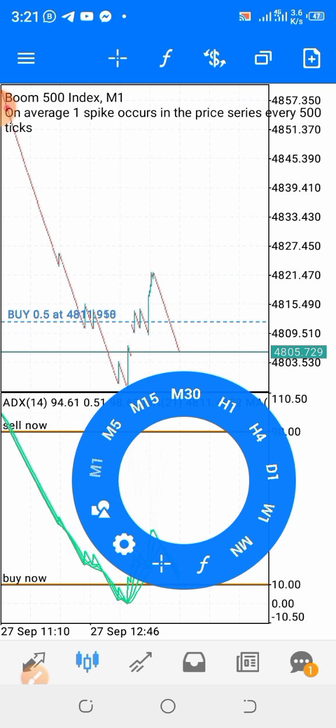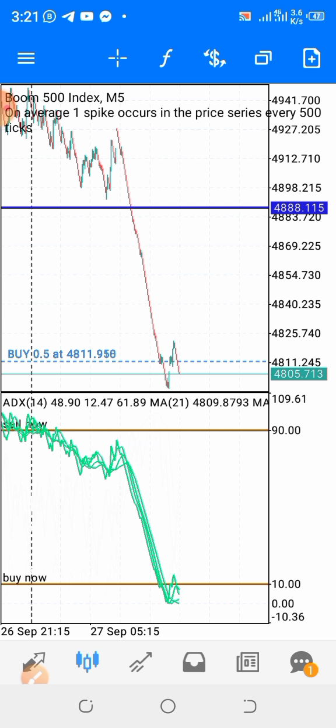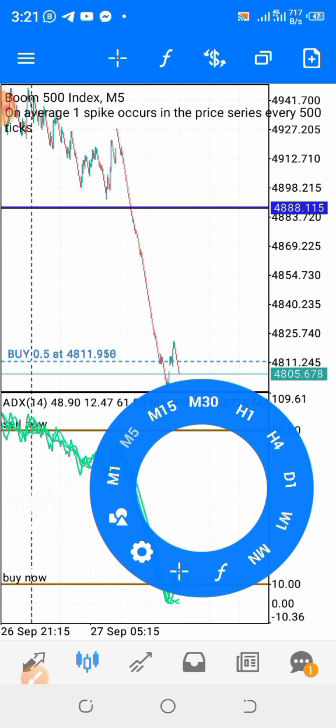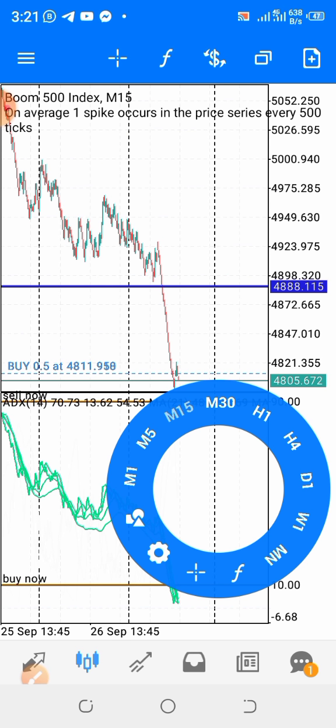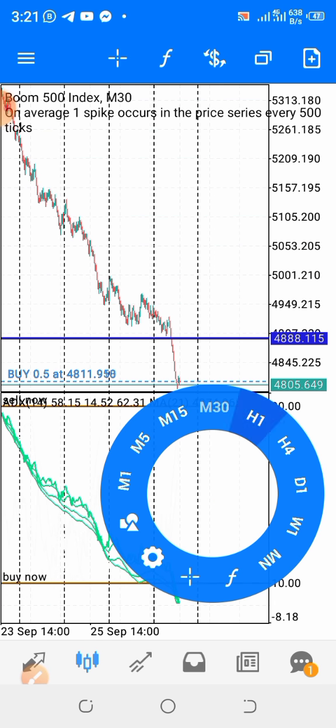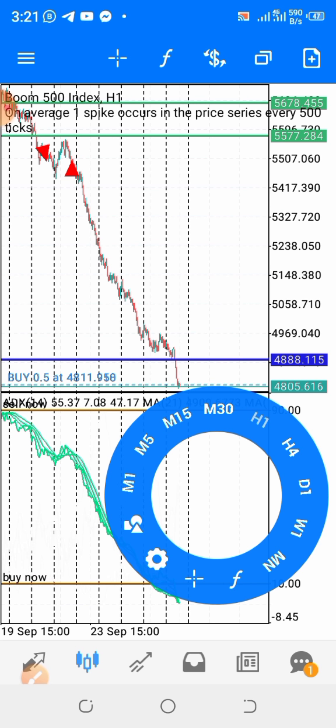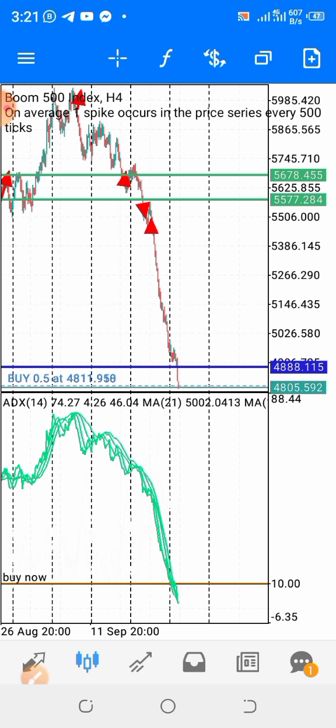Now I go to the 5 minutes time frame. You must make sure that all the lines are at level 10, the oversold region. We go to 15, oversold region. We go to 30, oversold region. We go to 1 hour, oversold region, and we go to 4 hours, oversold region.